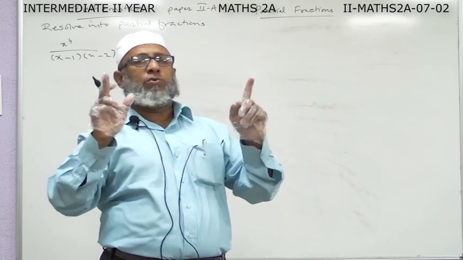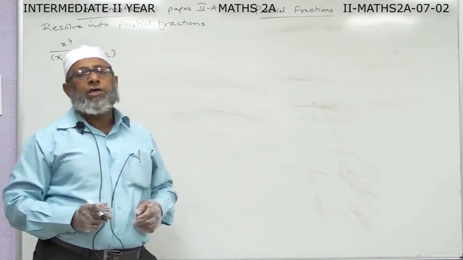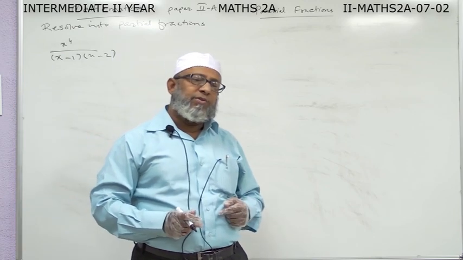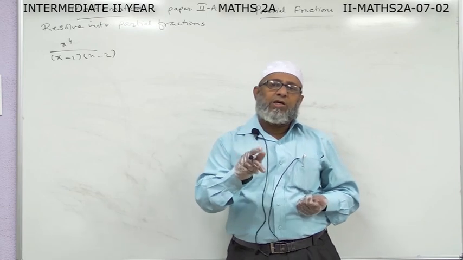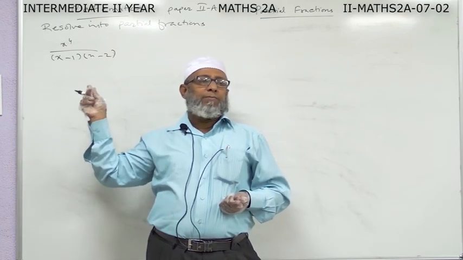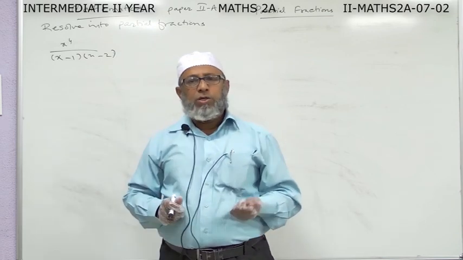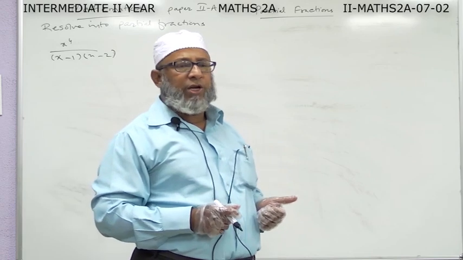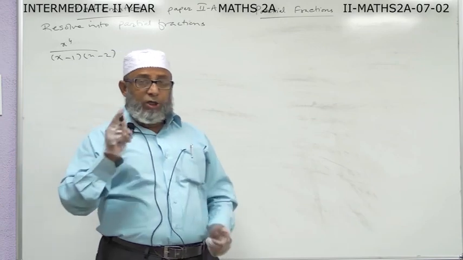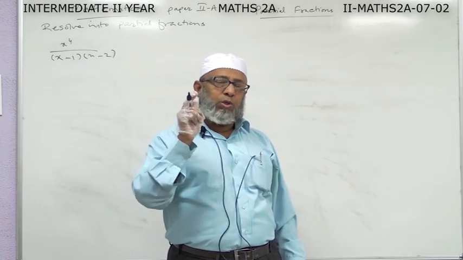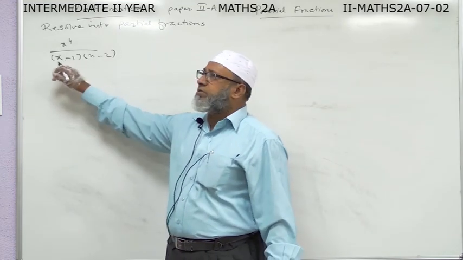Degree of numerator is 4, whereas degree of denominator is 2. So this is a case of improper fraction. Whenever the question comes like this, your first work is to convert the improper fraction into the proper one and then proceed as per our old cases, that is case number 1, 2, 3 and 4. For that purpose, first of all, I want to divide the numerator by the denominator. To divide the numerator by the denominator, I have to multiply the denominator part separately.